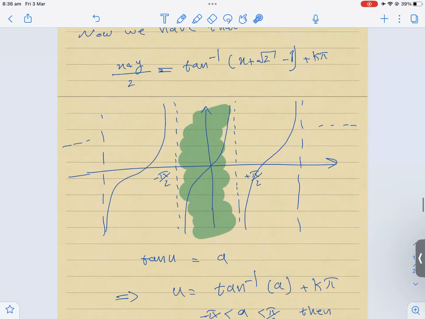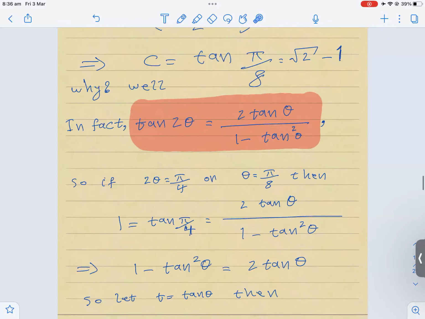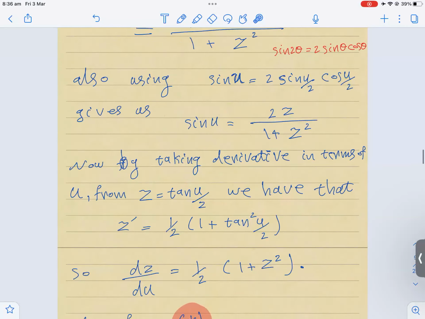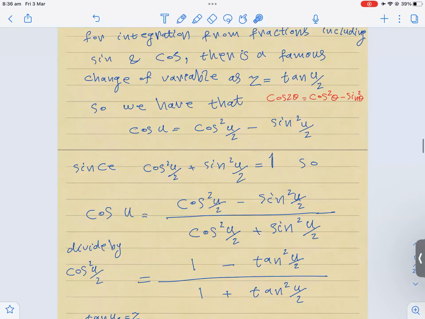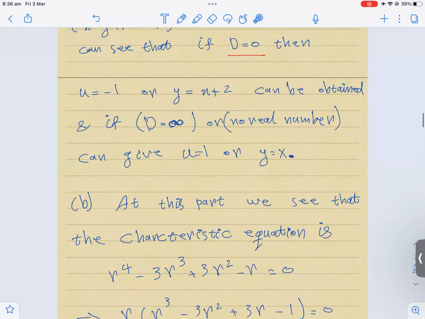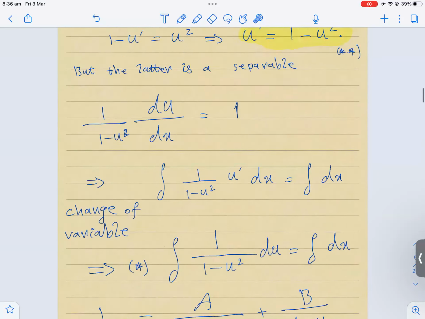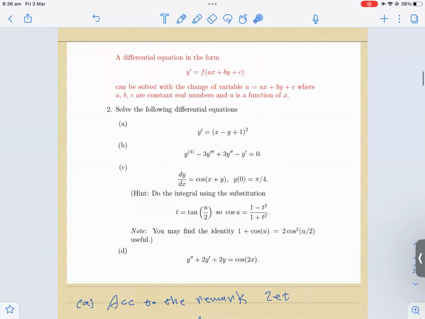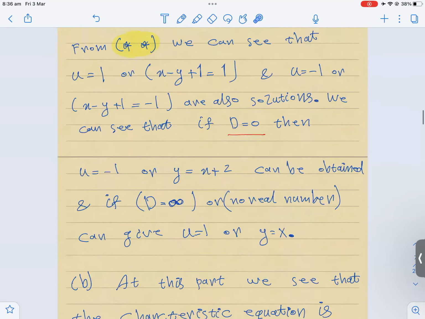So let's have a look at the question. Do you have a question about this? You see this non-homogeneous differential equation with constant coefficients: y double dash plus 2y prime plus 2y. Let's just quickly do this.